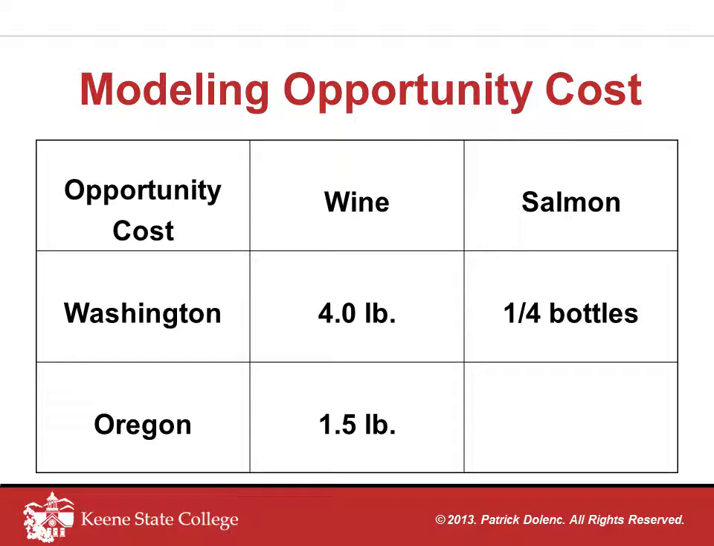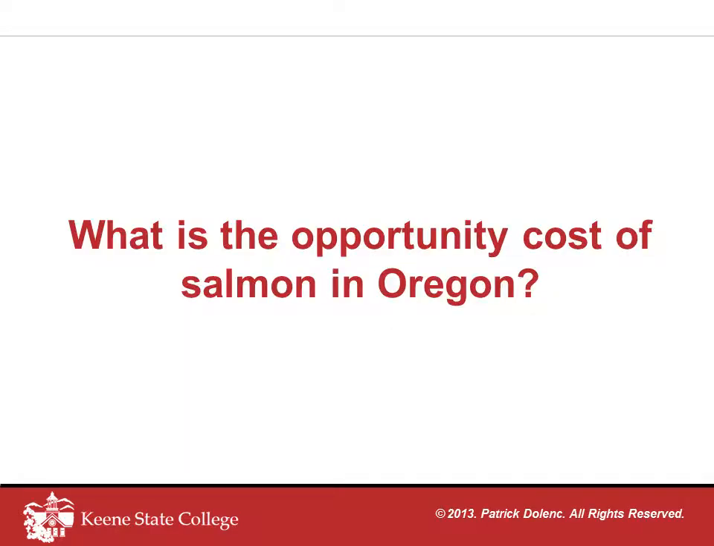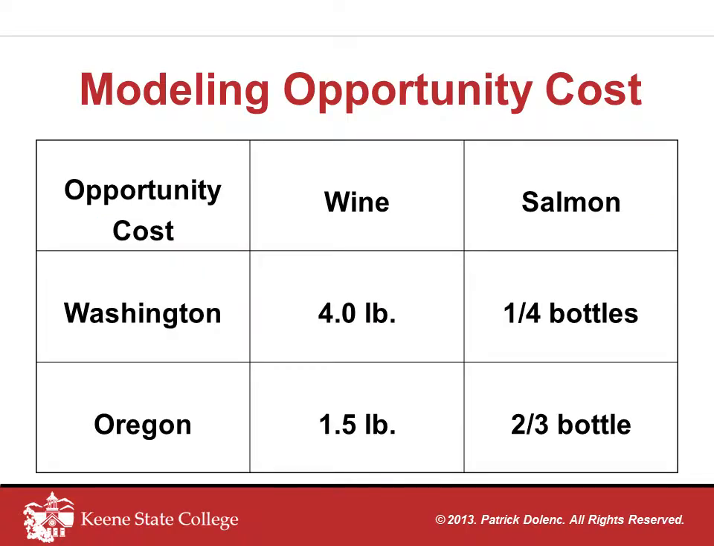The final empty cell that needs to be filled focuses on the opportunity cost of salmon in Oregon. Once again, we can use the productivity information, or this time we can use the insight that within a location the two opportunity costs are reciprocals. Either way, we come up with the same answer, which is 2/3 of a bottle of wine. That is to say that each 20 minutes spent catching a single fish, if spent on wine production, would generate 2/3 of a bottle.